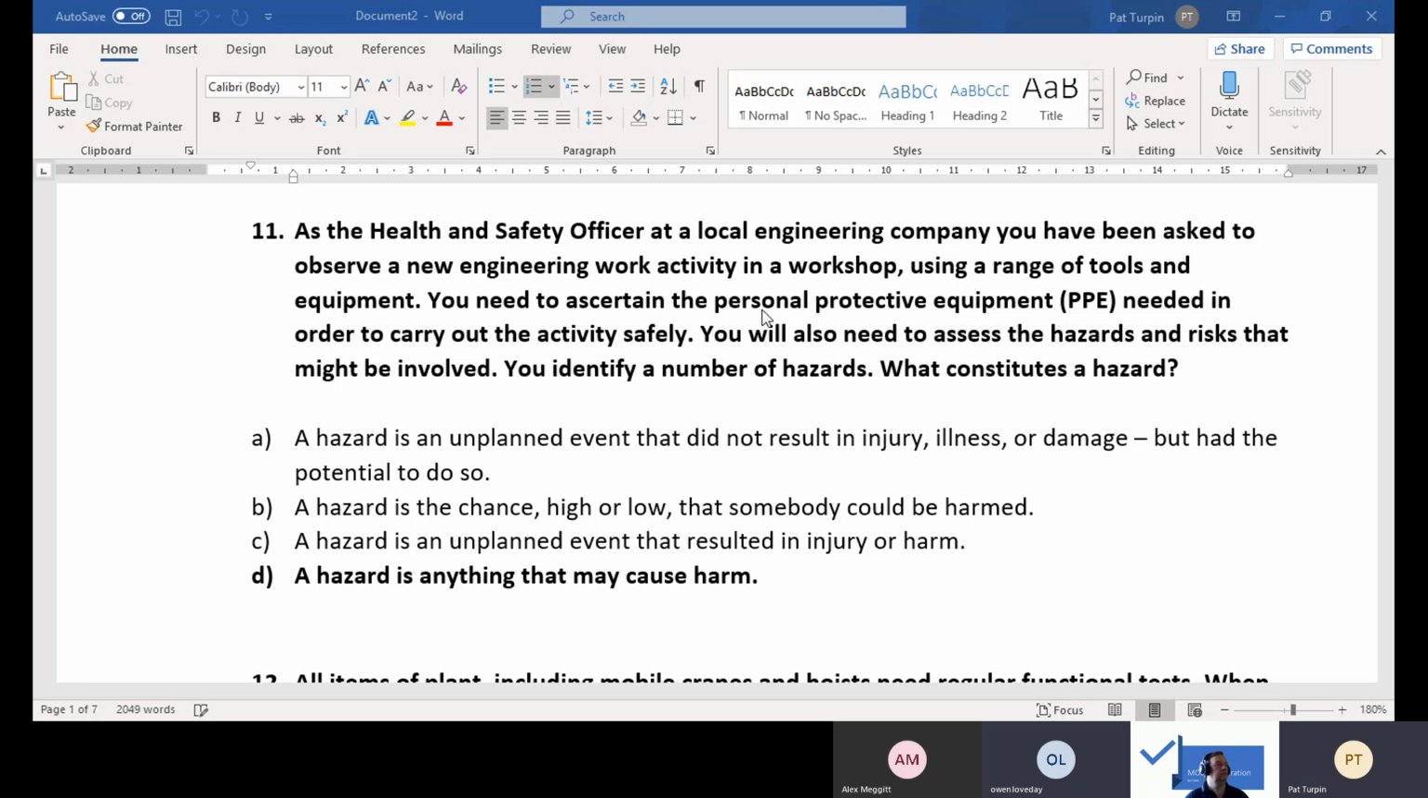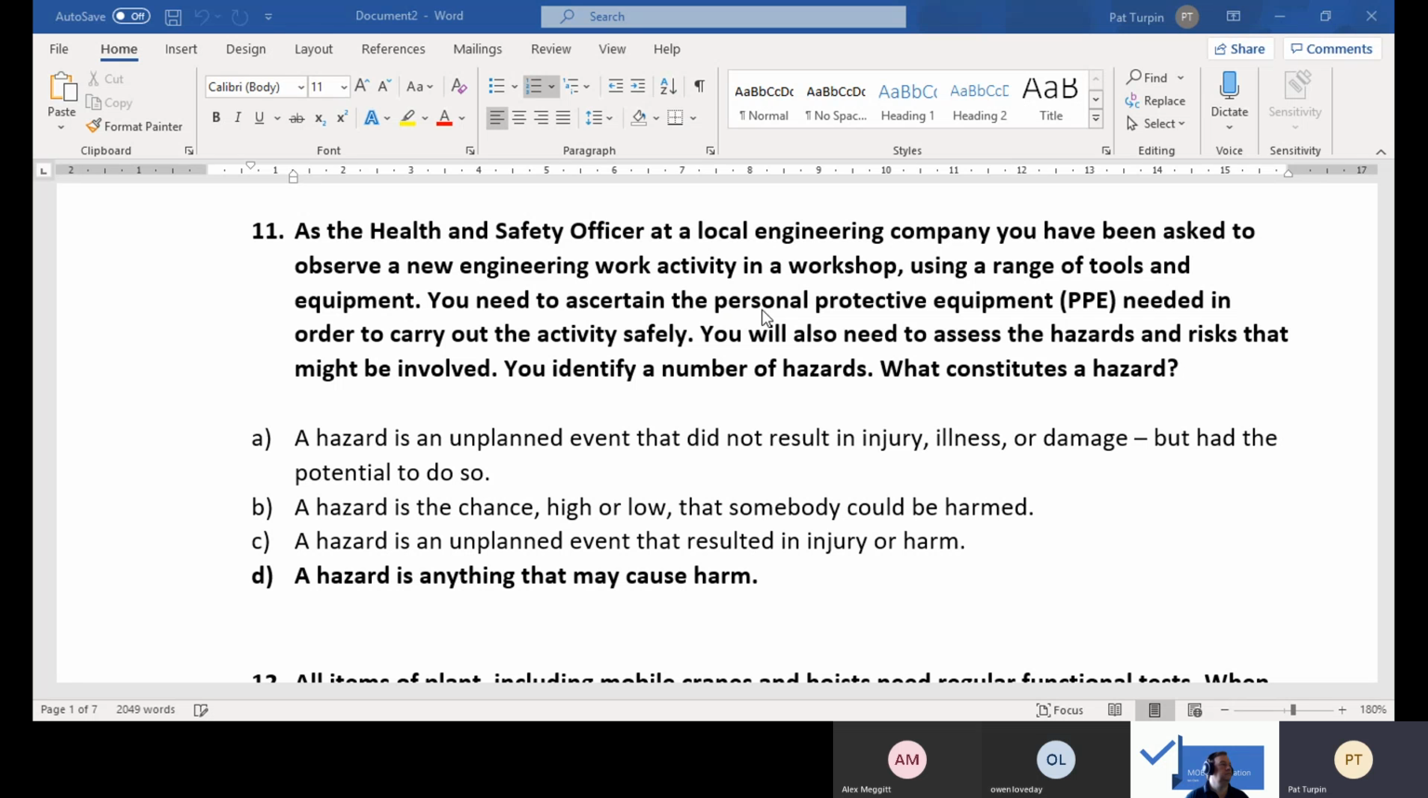I suppose if you think of an unplanned event that did not result in injury, illness or damage, but had the potential to do so, what would that be? The word's on the tip of my tongue. Near miss. Near miss. Anything that has the potential to do anything of that, maybe it happens.